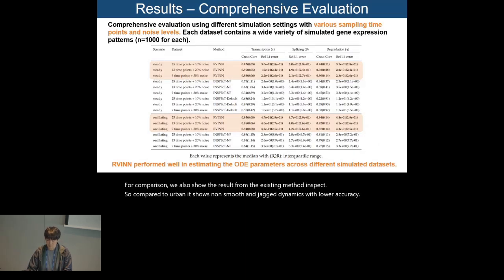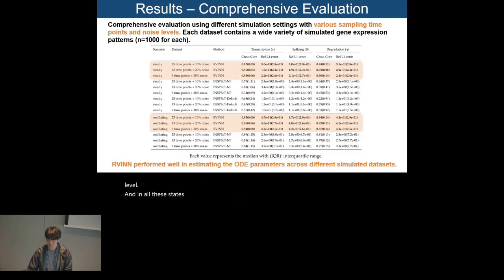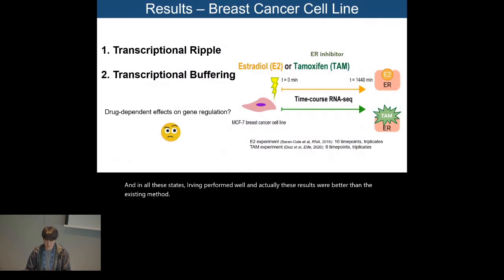This slide shows a more comprehensive evaluation using different simulation settings with various sampling time points and noise levels. In all these sets, RVINN performed well, and actually these results were better than the existing methods. Next, I will show some results using real-world data.